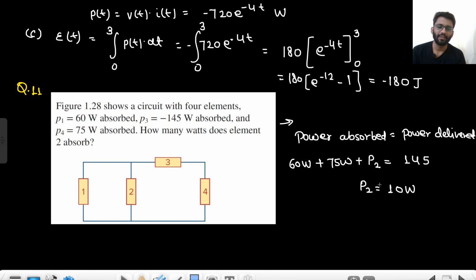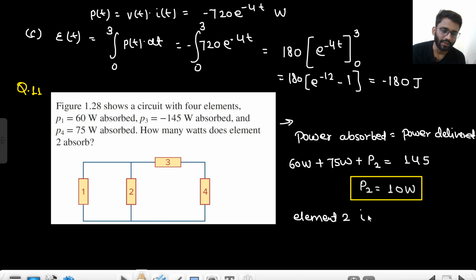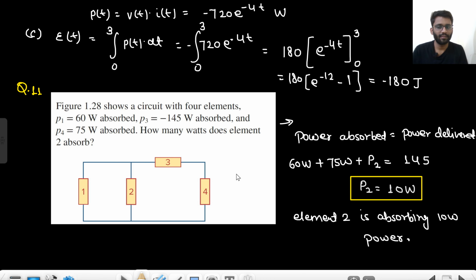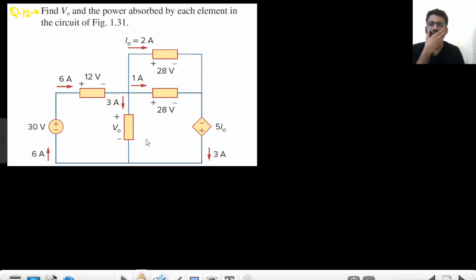So that means P2 is absorbing power. Element 2 is absorbing 10 watt power. Did you understand it? Right? Okay. Let's move on to this question.